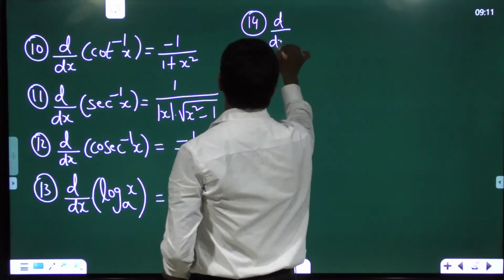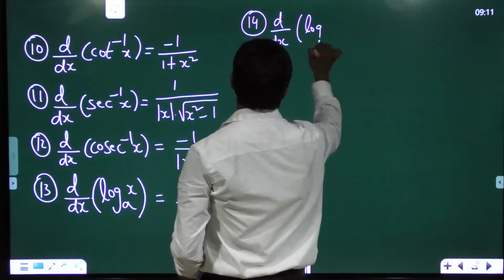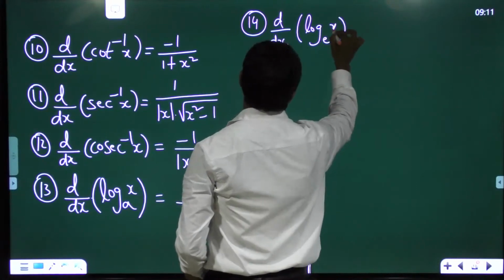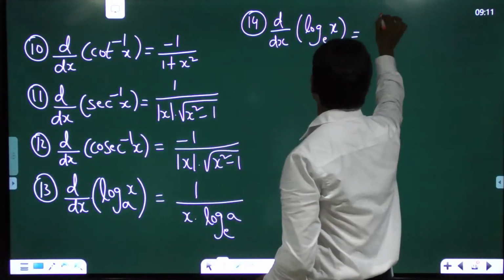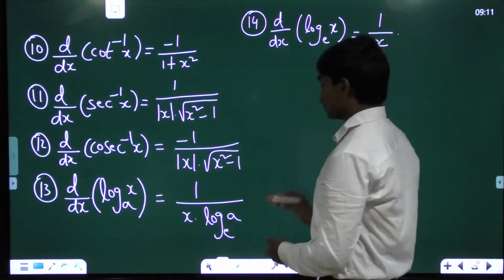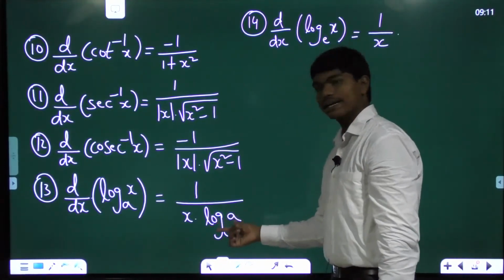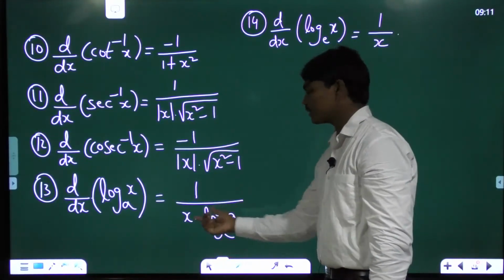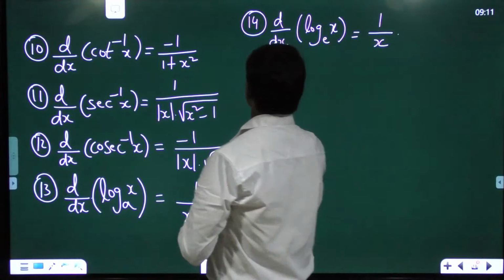d by dx of log x to the base e. What could be the answer now? 1 by x, which you have stated before. Because if you put a is equal to e, log e to the base e value is 1. So 1 into x will give you x straight away here.